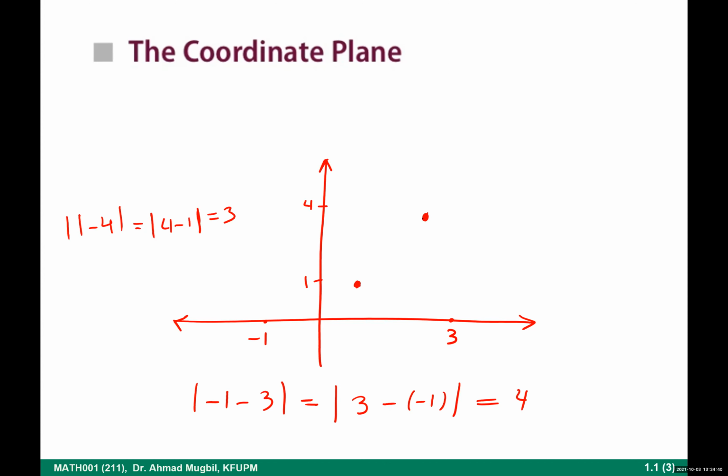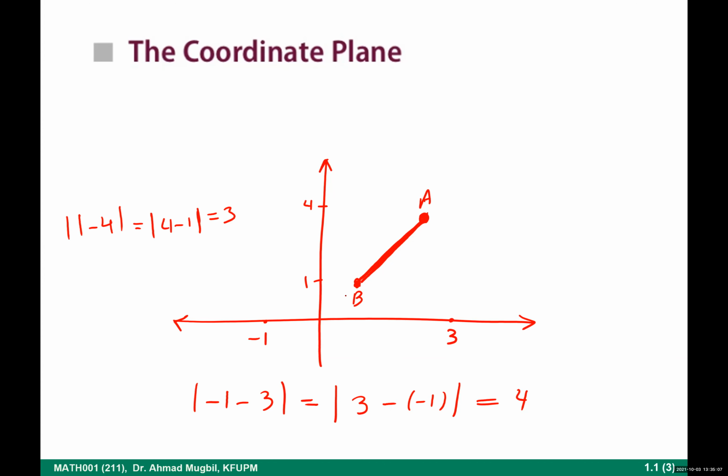Now, if I give you a point here and another point here, what is the distance between them? Now, I want to find the distance between this point and this point. Before discovering the concept of the XY plane and the coordinate plane, we didn't know how to find the length of this line segment, or the distance between these two points. If we call this point A, for example, and this point B, what is the distance between these two points?